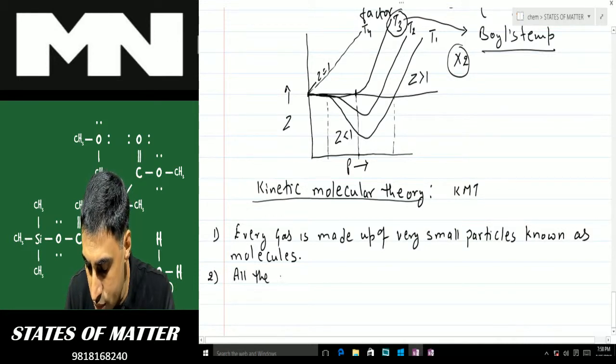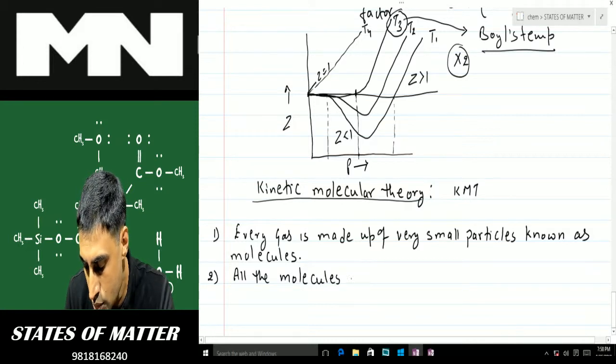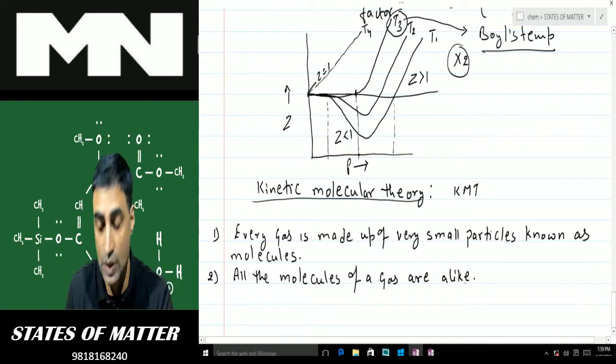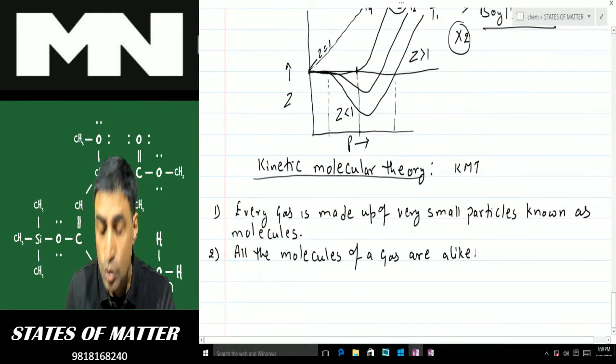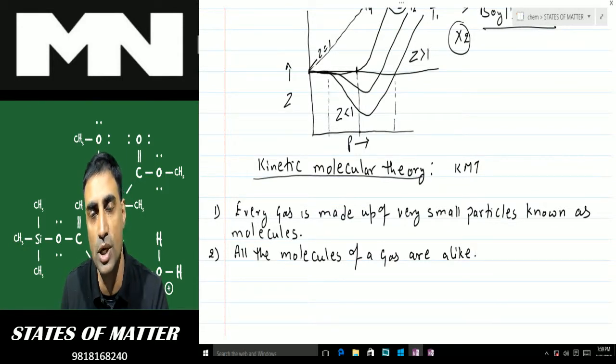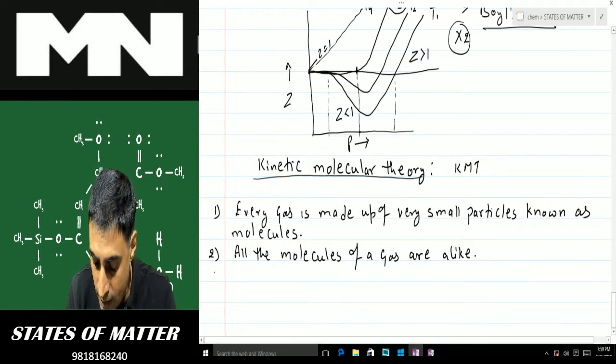All the molecules of a gas are alike. So if we say molecule of oxygen, we'll always write O2, because all oxygen molecules have the formula O2, they all are alike.